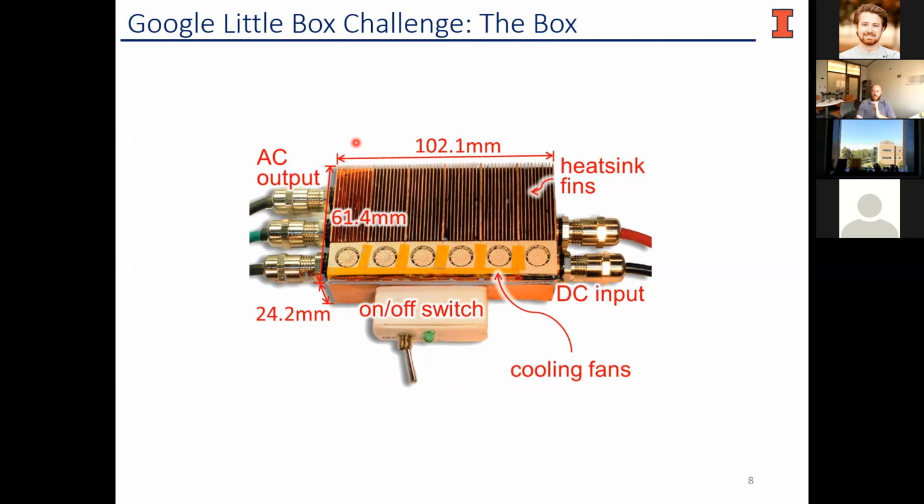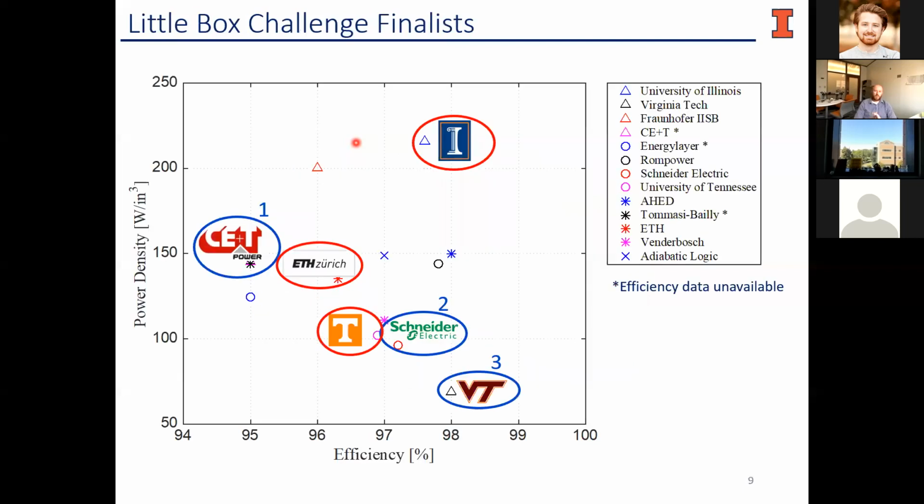And so this makes it really easy to compare these types of power electronics converters, right? We all know they meet these specifications, and then we really just look at, okay, how well do they meet certain other specifications? So this is looking at some of the Little Box Challenge finalists, and we can go through here and see a few things. Here is the CET Power one in blue. This is the one that, if I recall right, ended up winning, right? It had a very good power density, not super high efficiency, but it worked, right? ETH Zurich was here. There's one from Tennessee.